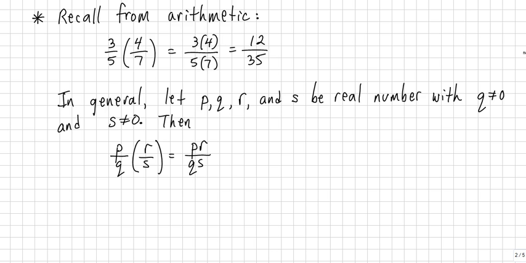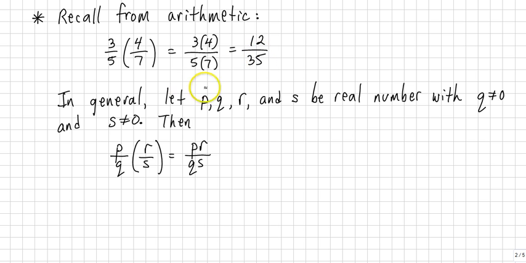All right, so way back in the land of arithmetic, we learned that if you want to multiply two fractions together, you just multiply the numerators and then multiply the denominators. So if I want to take 3/5 times 4/7, I would just take the 3 times the 4 to get my new numerator, which is 12, and then 5 times 7 for the denominator to get my new denominator, 35. So 3/5 times 4/7 ends up giving us 12 over 35.